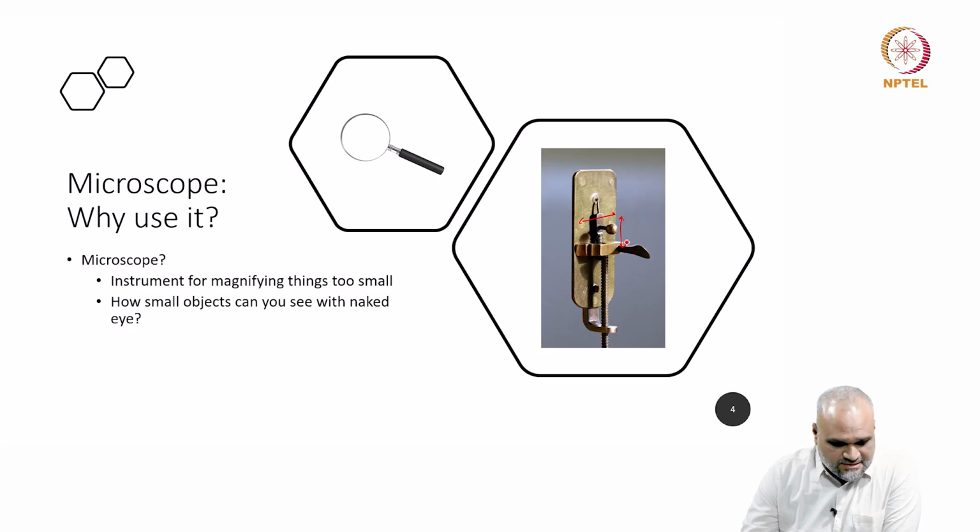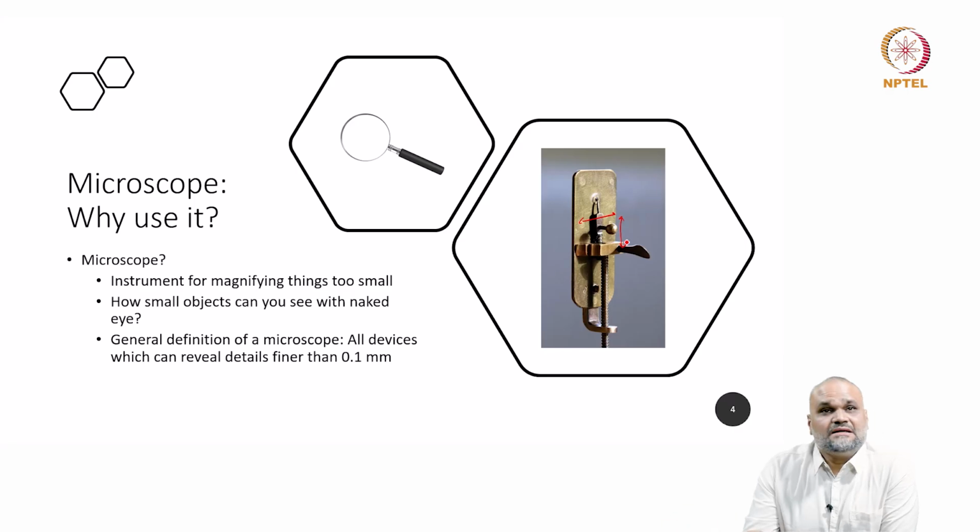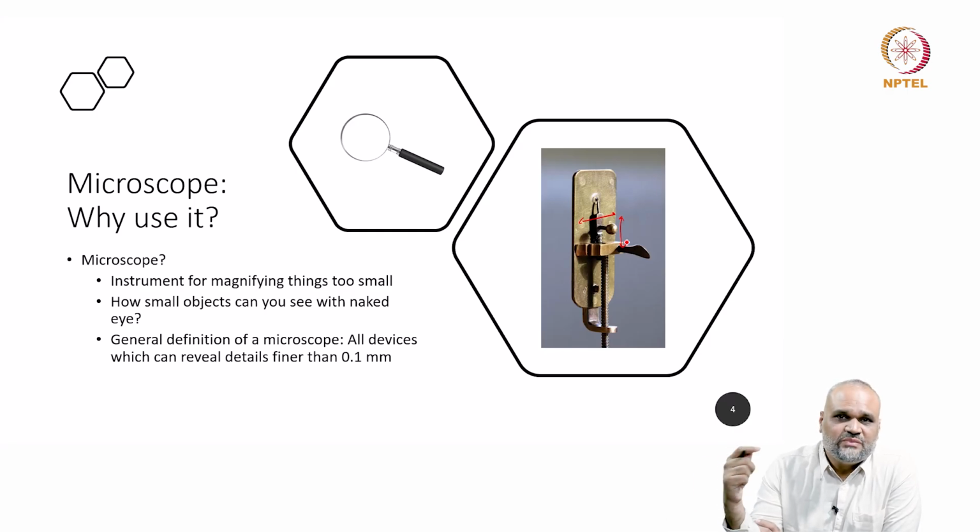Now, if I talk about a general definition of a microscope, I can call any device that can reveal details finer than 0.1 millimeter, that is, you're entering into the micron range, or any tool that helps you get information beyond the resolvable limit of your naked eye, a microscope.